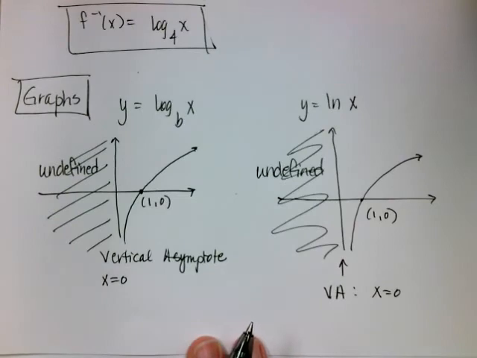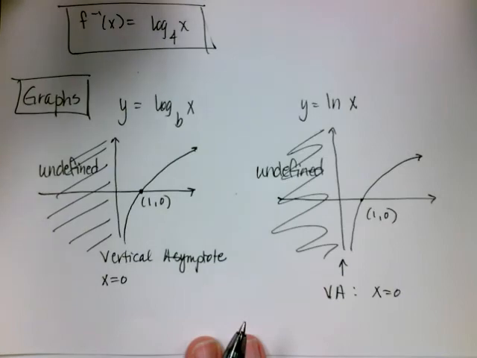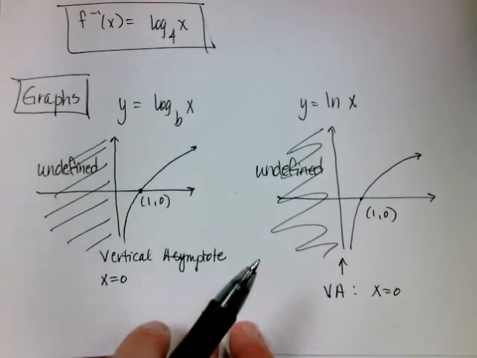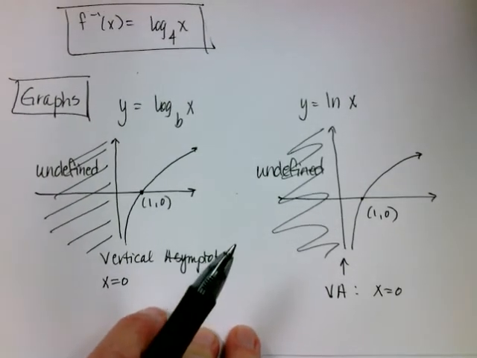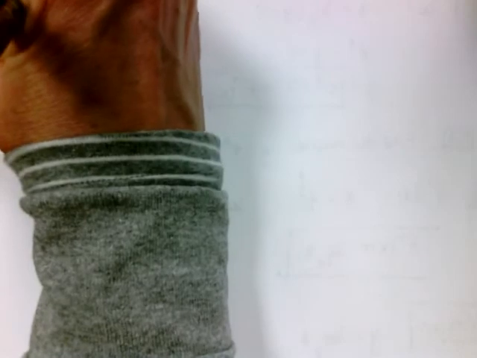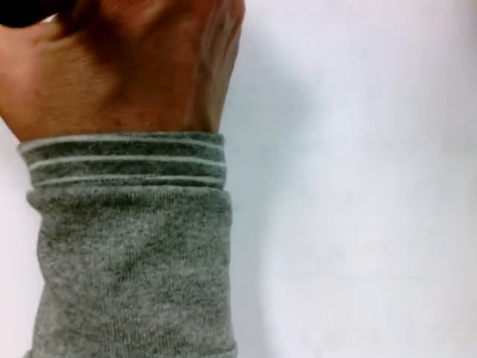Okay, you cannot take the log of a negative number, and the reason is that the graph is undefined to the left of the y-axis. Alright, let me give you your problems. Okay, love logs, so much fun.